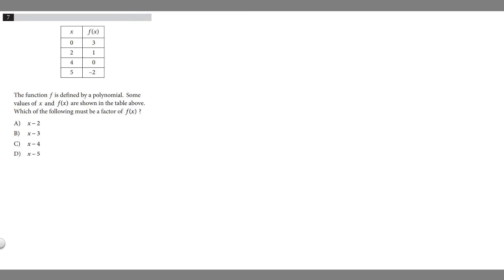So we see that it only equals 0 for this one at x equals 4. So we have a factor at x equals 4. And so what we want to do is find an equation, right, for when it equals 0. So if we do x minus 4, if we plug in our x value, we're getting it equal to 0, right? So the factor would become x minus 4.